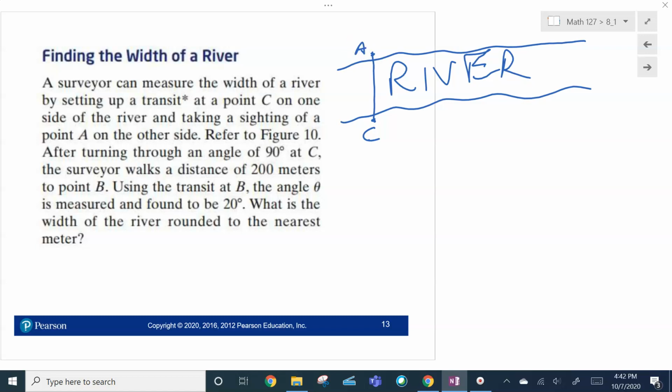After turning through an angle of 90 degrees at C, the surveyor walks a distance of 200 meters. So we've got this 200 meters to point B here. Using the transit at B, the angle theta is measured to be 20 degrees. So right there we've got a 20-degree angle. What's the width of the river?